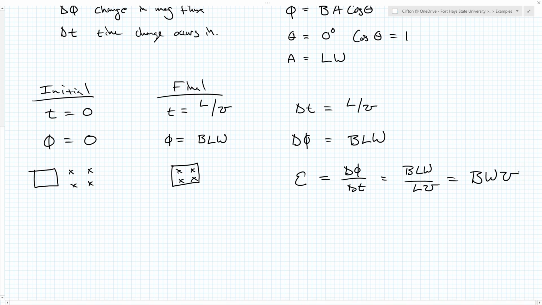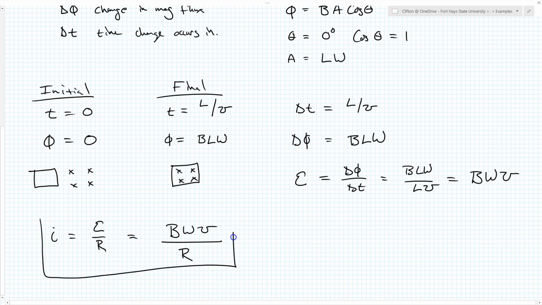Now, if I have an induced EMF, I can drive current through a resistor. Conductors are resistors that have very small resistances. So the current is given by Ohm's law, which is the induced EMF divided by the resistance. We're told that the resistance of the loop is some number, capital R. So the current is going to be the EMF that's induced in the loop, which depends on the velocity, divided by R. And we know that this is going to go counterclockwise.